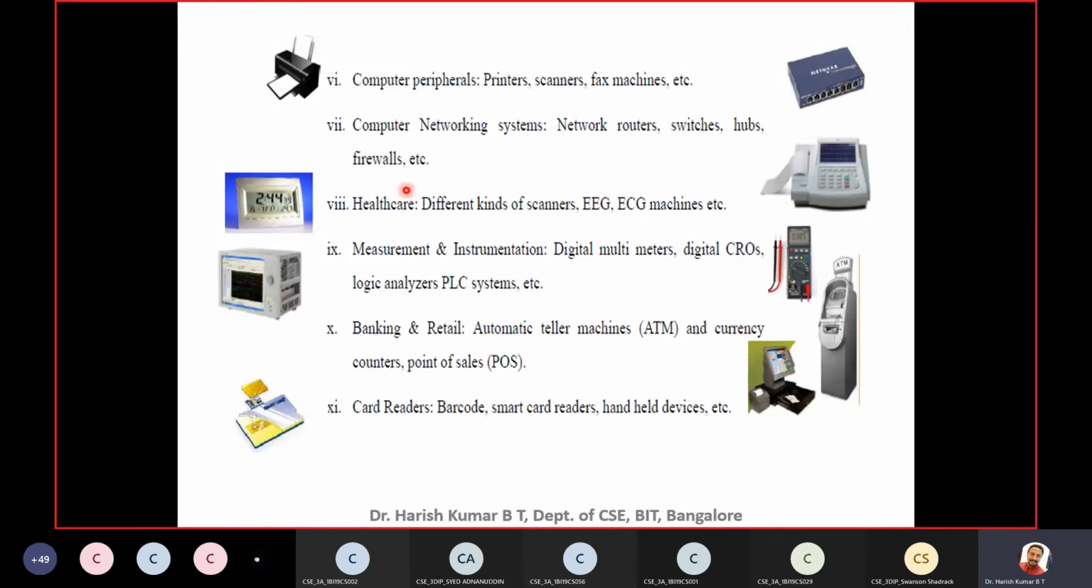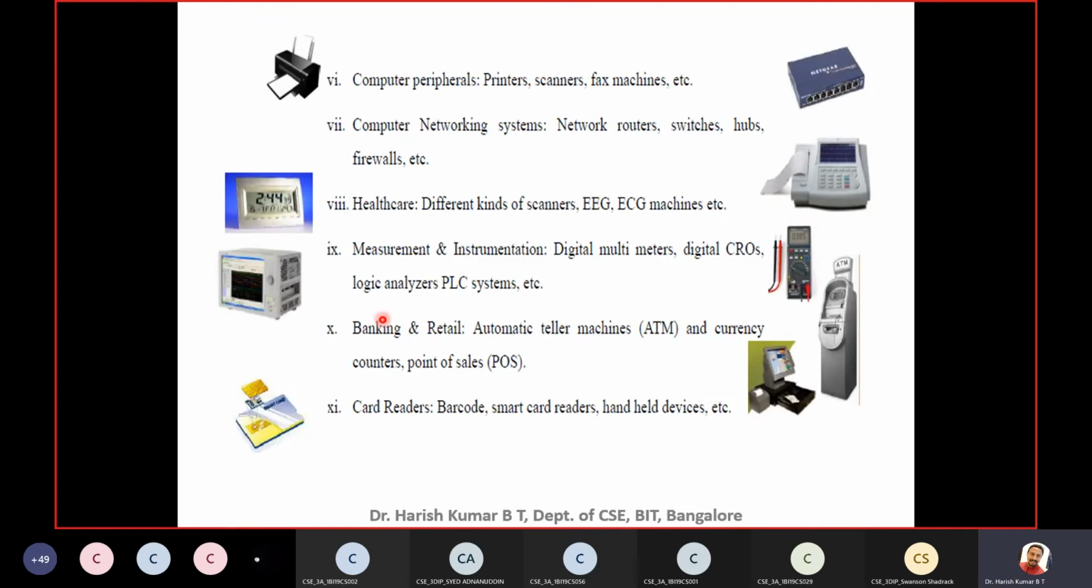So forget about healthcare. Come to measurements and instrumentation. We use many devices for measuring purposes, say digital multimeter, all of you are familiar with this. Previous semester people were using this for measuring resistance, voltage, and current. When I say voltage, DC voltage, DC current, AC current, all these things. So that is also an embedded system. Even it has a microcontroller inside it.